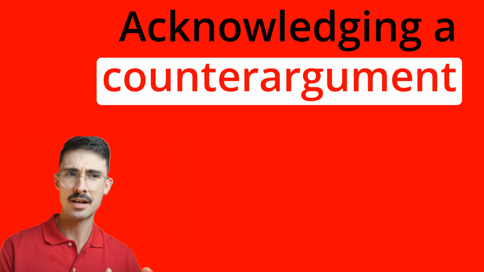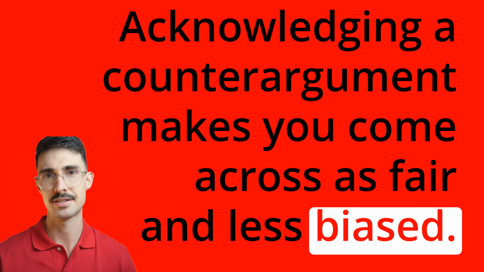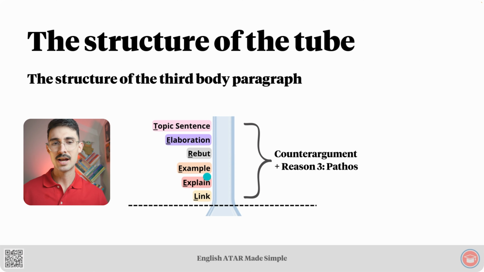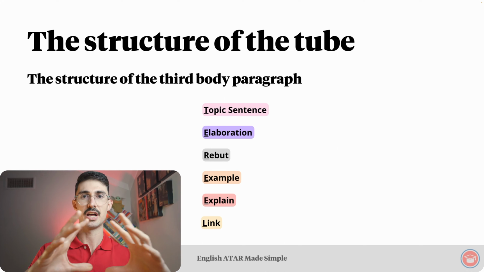The plain and simple reason is that acknowledging a counter-argument makes you come across as fair and less biased. In turn, that ultimately makes it more likely that the audience will agree with what you're saying. Put another way, if you don't acknowledge any sort of flaw in your argument, the audience can't help but think that what you're saying is too good to be true or you're hiding something. That is why we have the rebut element, and here are all the elements enlarged.